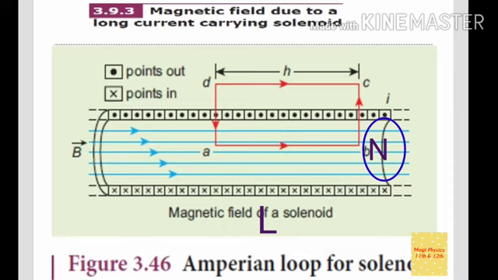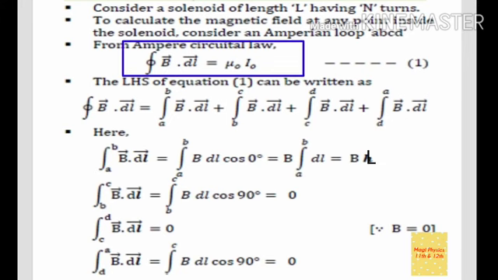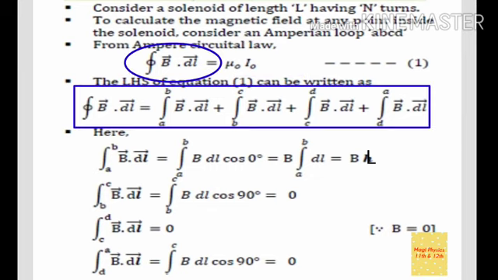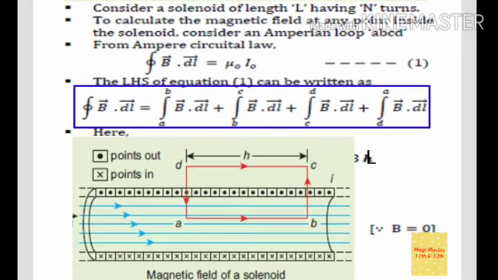In order to determine the magnetic field at any point inside the solenoid, let us imagine an Amperian loop ABCD. From Ampere's circuital law, we can write closed integral B vector dot dl vector is equal to mu naught I naught. This is equation number 1. The left hand side of equation 1 is equal to integral A to B B vector dot dl vector plus integral B to C B vector dot dl vector plus integral C to D B vector dot dl vector plus integral D to A B vector dot dl vector.